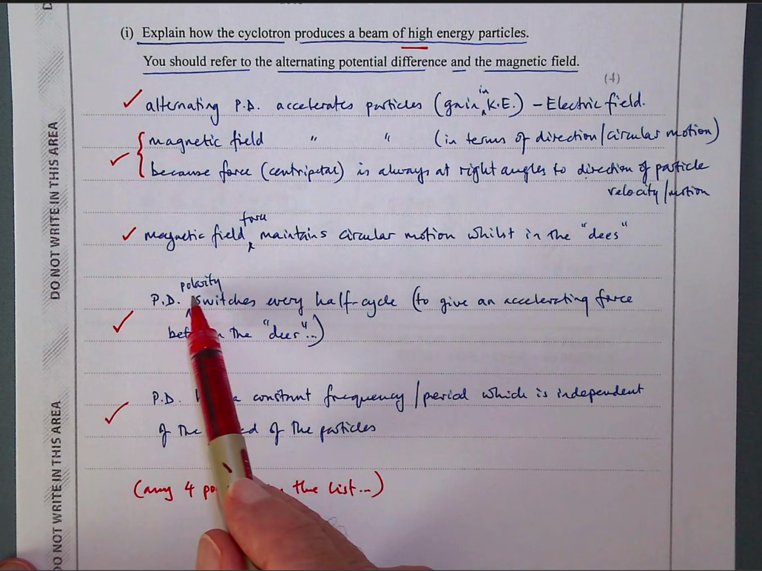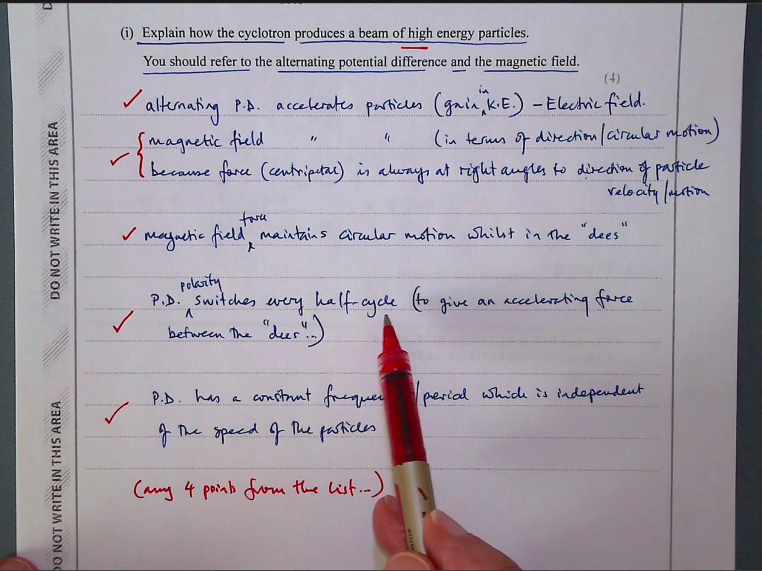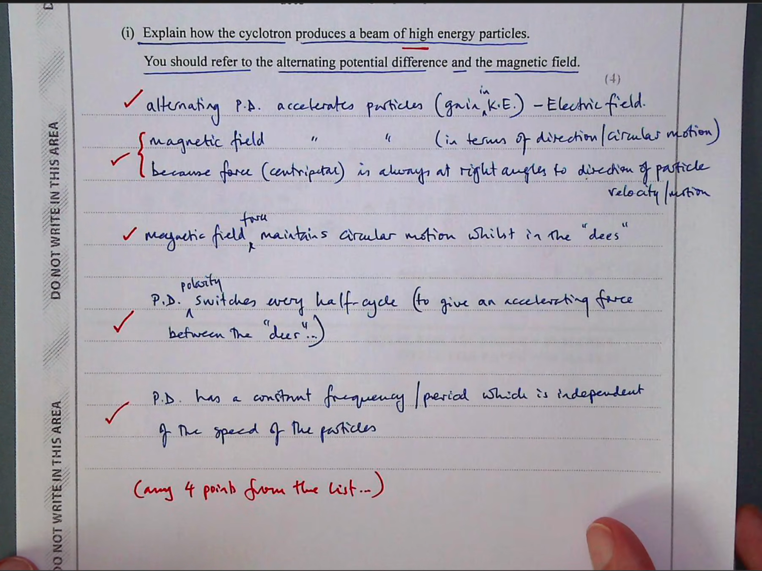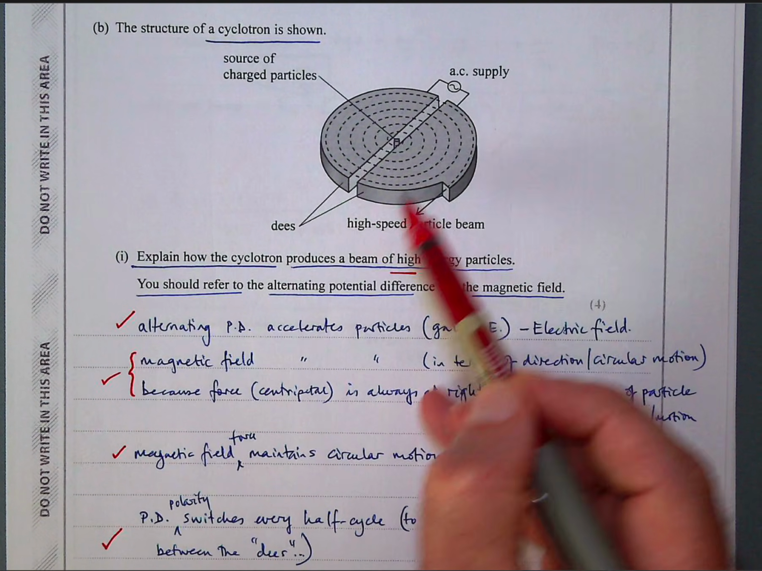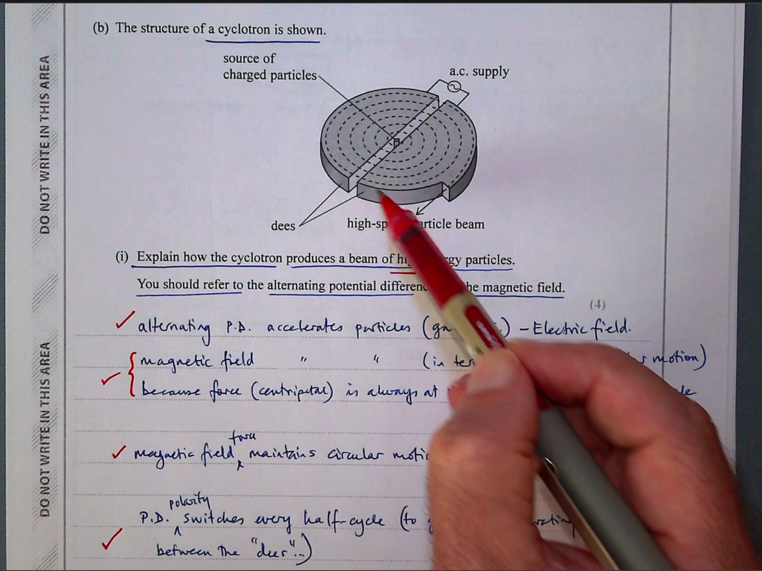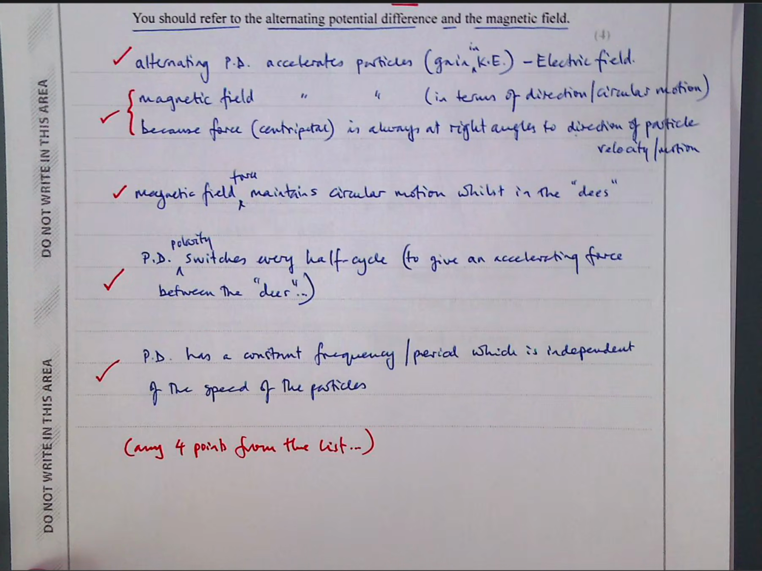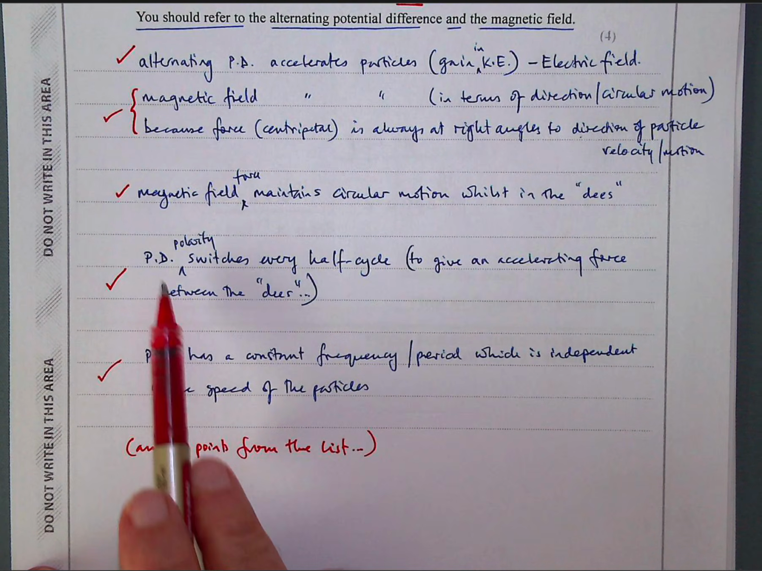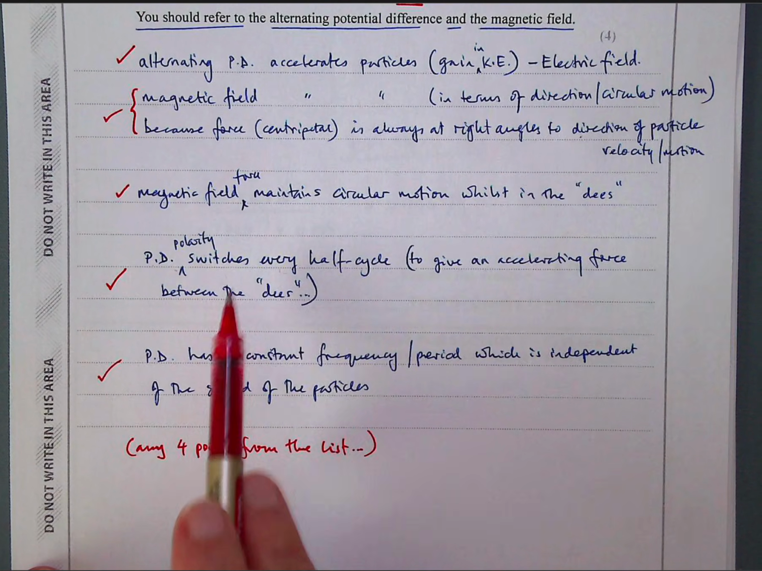And then the potential difference, AC, polarity switches every half a cycle to give an accelerating force between the 2 Ds. So between the 2 Ds in the diagram as I showed you before, that's when the acceleration in terms of gaining velocity happens here and here. Yes, because it's going this way around, as you can see, because it's exiting here. So each time it goes between the Ds, the frequency of the AC is such that it's timed perfectly to match the velocity of the particle as it transitions between the 2 phases. So every half cycle, it changes the polarity, and it's just at the right time.